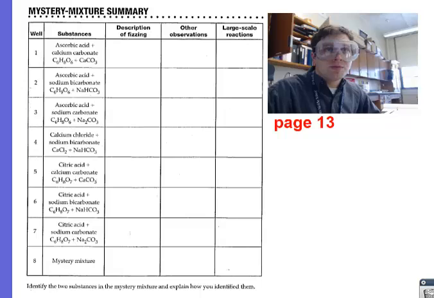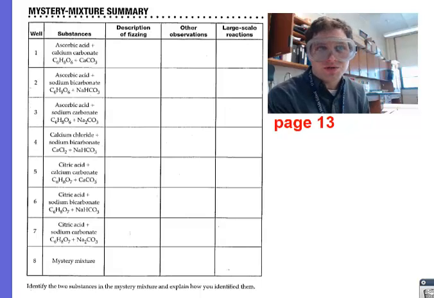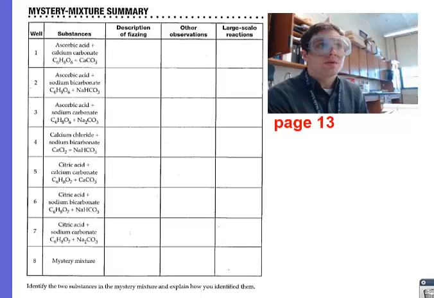Hopefully, yesterday in lab, you were able to test many different substances that you thought could have been the two in the mystery mixture. Hopefully you saw that many of them actually fizzed, as the mystery mixture does when water is added to it. It turns out if you do your experiments carefully, you'll find out there can be 7 different combinations of two substances that will make a fizzing chemical reaction when water is added. They're listed in your science notebook on page 13. It says mystery mixture summary at the top.